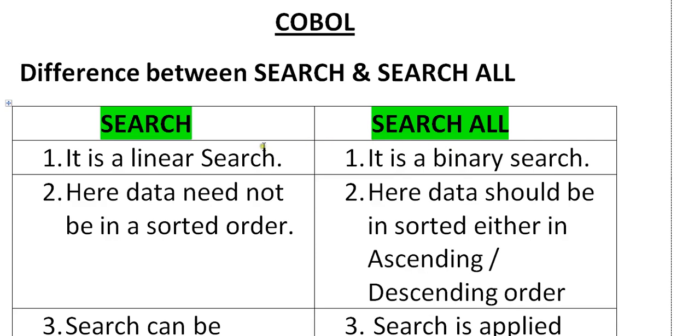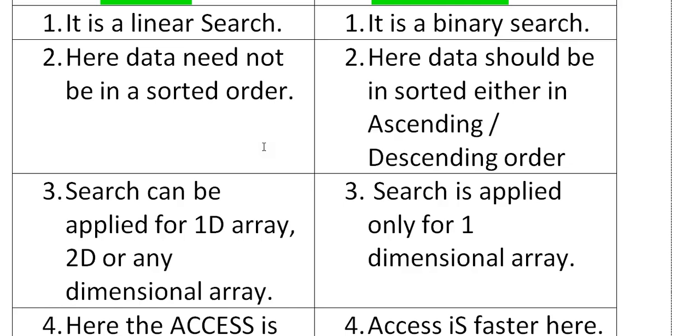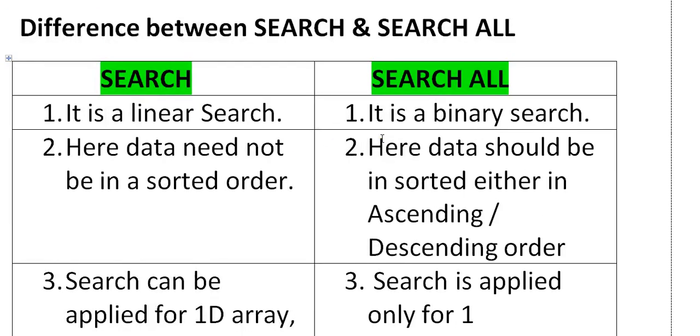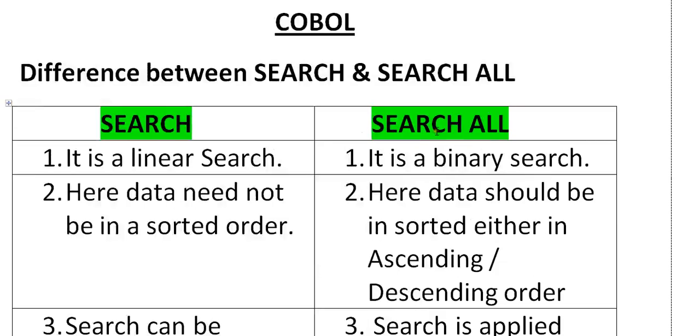Search is mainly used for working with one dimensional, two dimensional and multi-dimensional arrays, whereas search all is used if the data is already in sorted order and you want to search for a particular string. And the one important thing is that search is a linear search and search all is a binary search. So that's all. This is about the differences between search and search all.